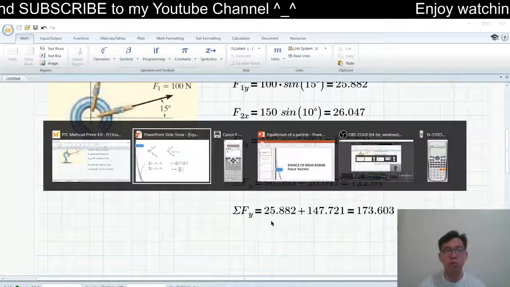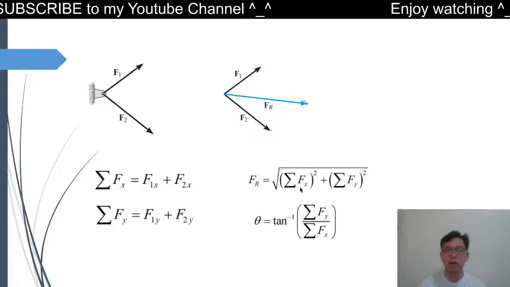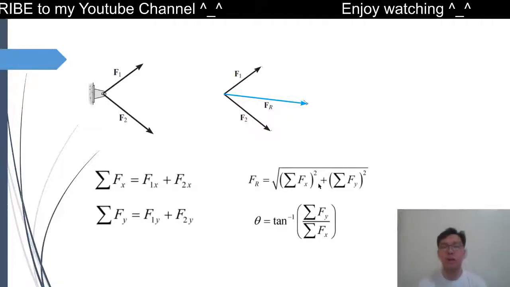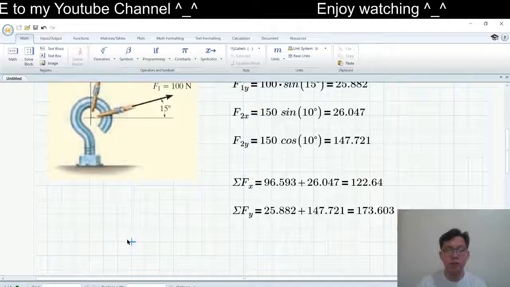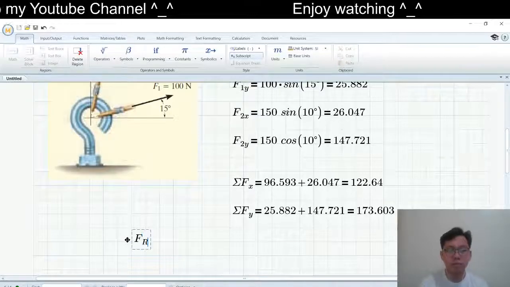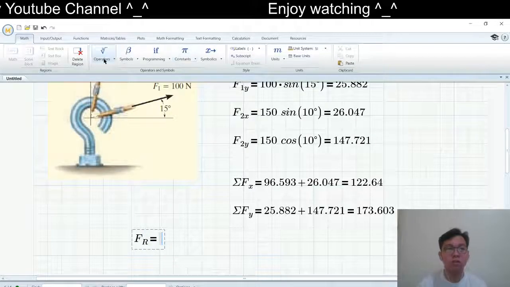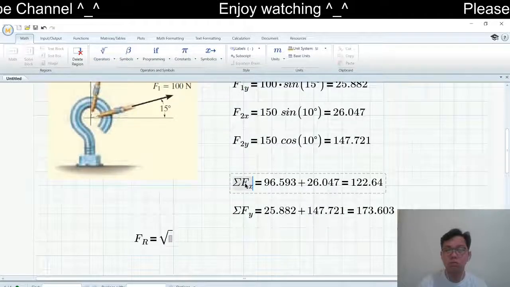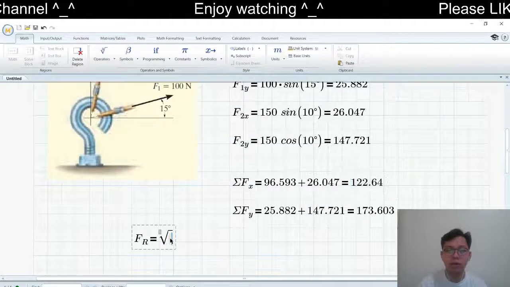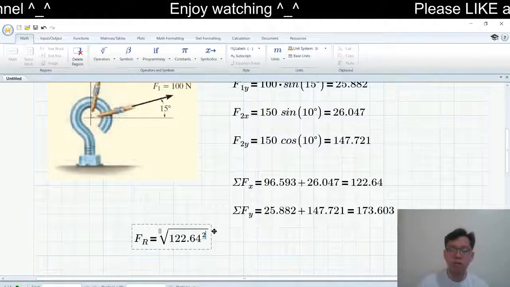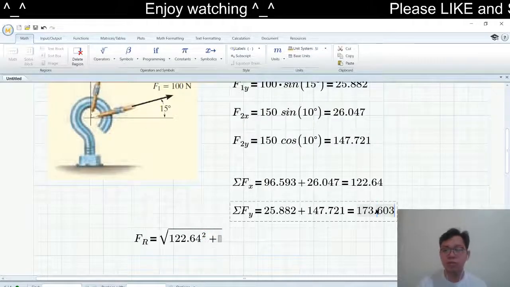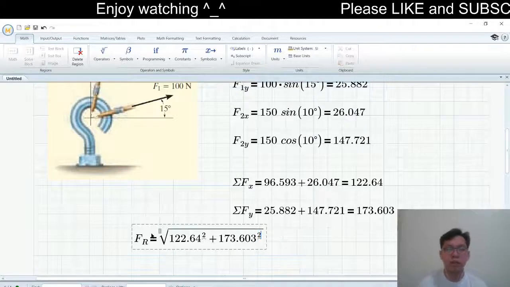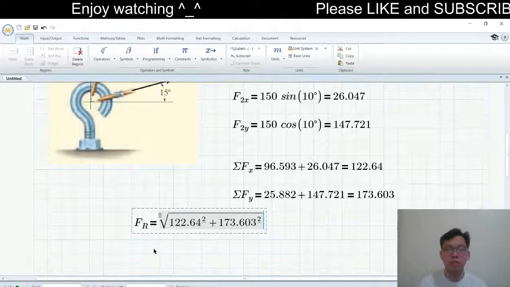Anong nga ulit yung formula ng resultant natin? Yan, no? Square root ng square ng Fx at saka square ng Fy. Okay? So, Fr, that is actually equal to square root ng, ito. Ito na lang, kopya ko na lang. Squared plus ito squared. Okay? So, meron na tayong resultant.